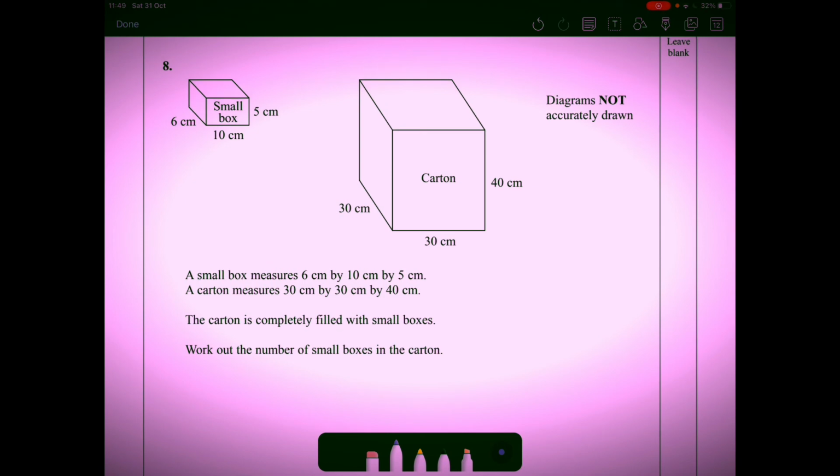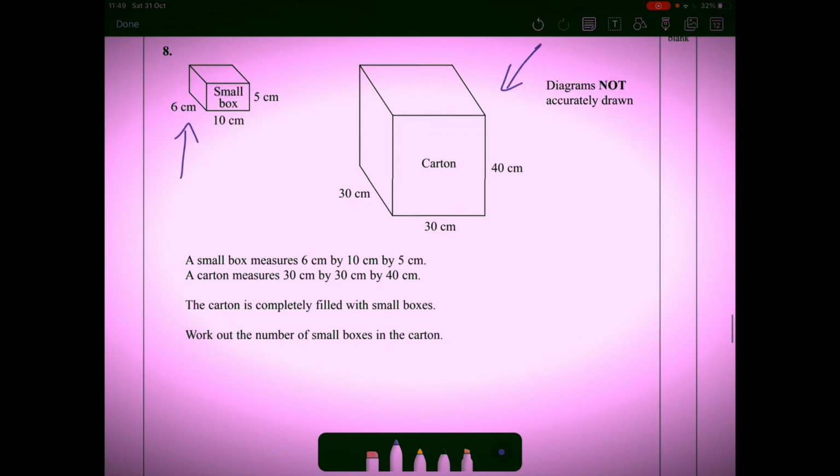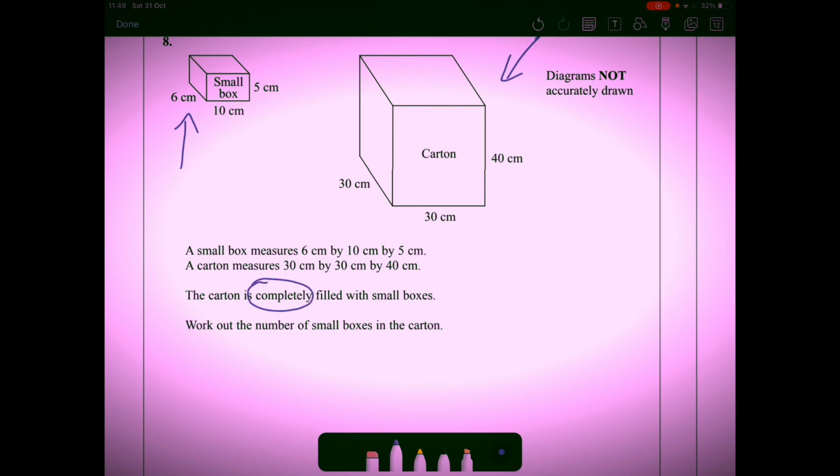Question 8. A small box measures 6 by 10 by 5. Carton measures 30 by 30 by 40. And I know the question before I even read it. It's going to be something like how many small ones fit into the big one. The carton is completely filled with small boxes. Work out the number of boxes in the carton. So what we're saying here, if it's saying it's completely filled with, we're assuming there's no gaps, there's nothing left over. So it's basically how many of that go into the larger one.